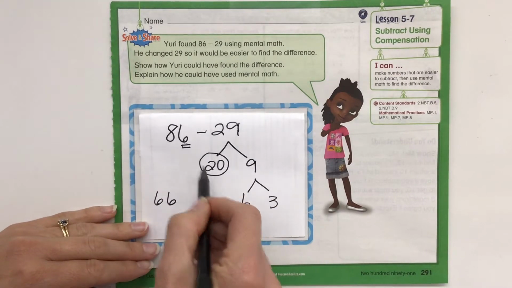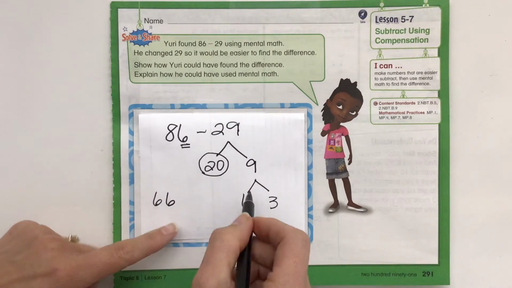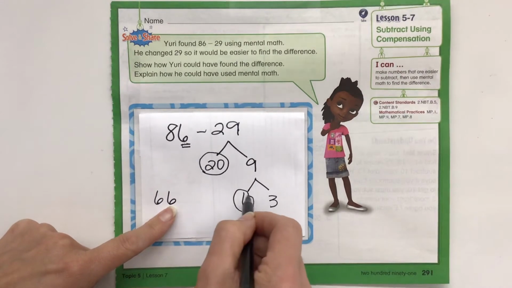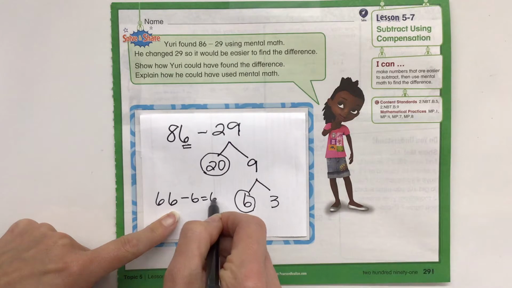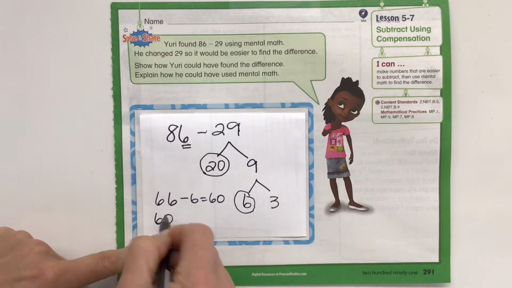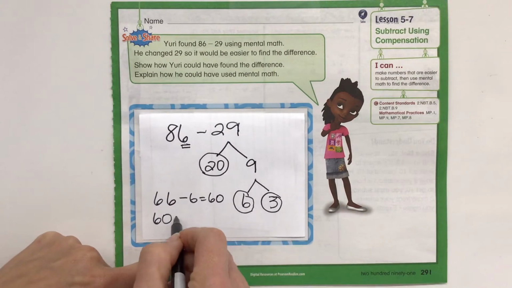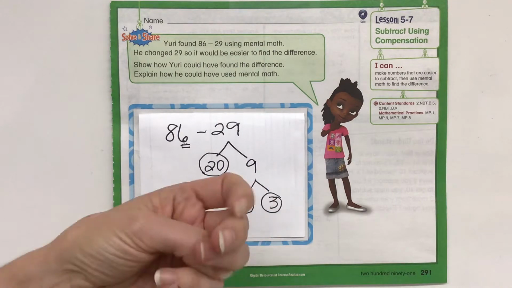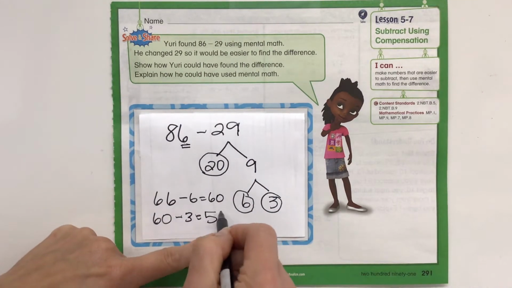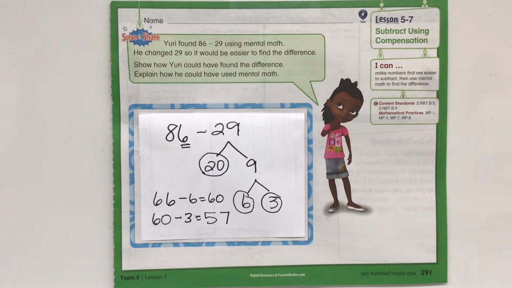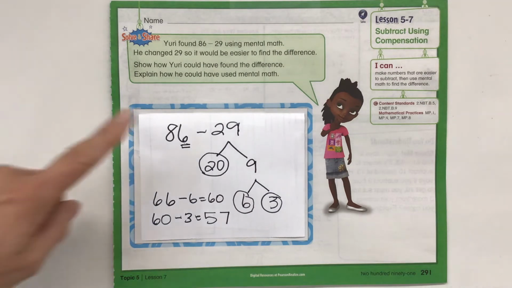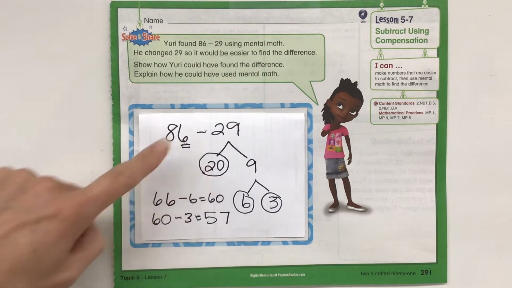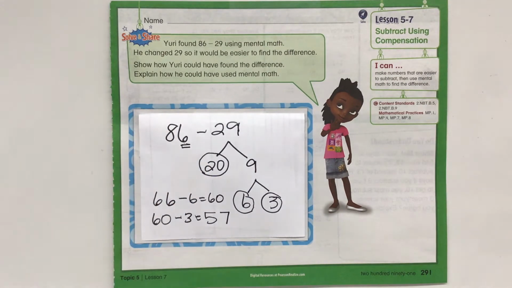So we did our counting back 20. And then we need to do 66 minus 6 equals 60. And then 60 minus 3, I'm going to count backwards: 60, 59, 58, 57. It equals 57. Okay? So that was one way that he did his mental math. He counted backwards 20, backwards 6, and backwards 3.